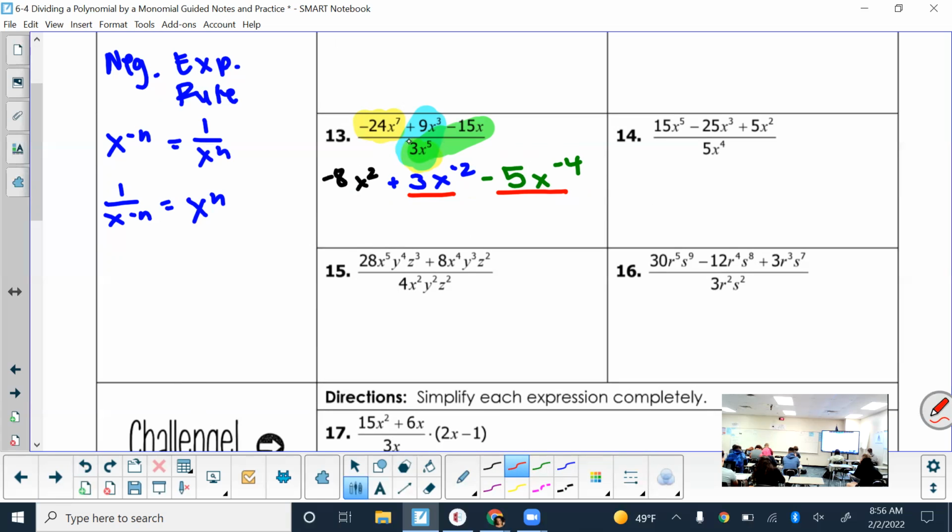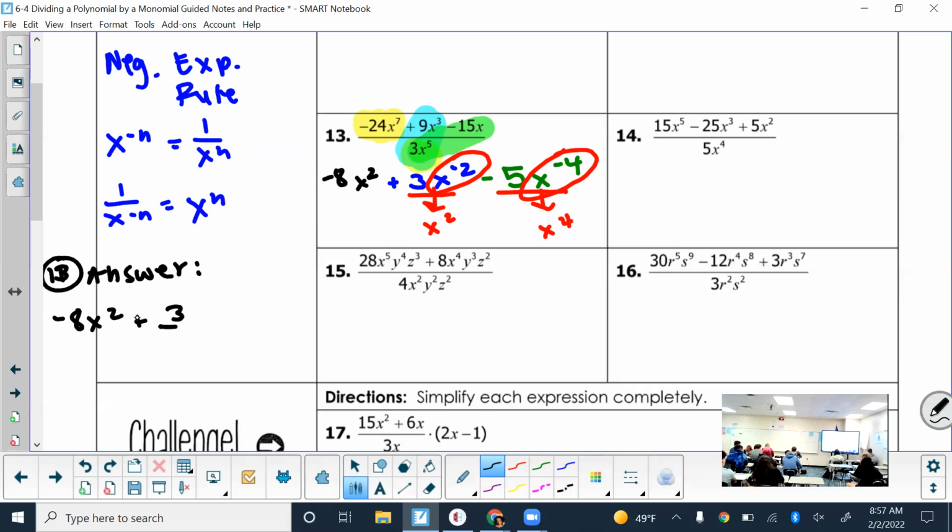Now, according to the rule, only the bases with the negative exponent need to move. So since 3 doesn't have a negative exponent, that's 3 to the 1st power. I'm not going to move the 3, just the x to the negative 2. What else needs to move? The x to the negative 4. So not the negative 5, because negative 5 has a positive exponent. It's negative 5 to the 1st power. Just these ones need to move. And then I do want to clean up my answer. I don't really have anywhere to write it, so I'll write it over here. So my final answer will look like this. Negative 8x squared plus 3 over x squared minus 5 over x to the 4th.